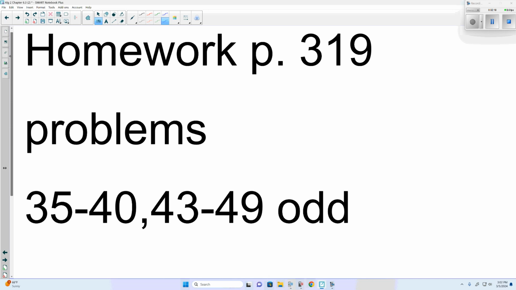Problems 40 all, and 43 through 49 odd: 45, 47, 49.